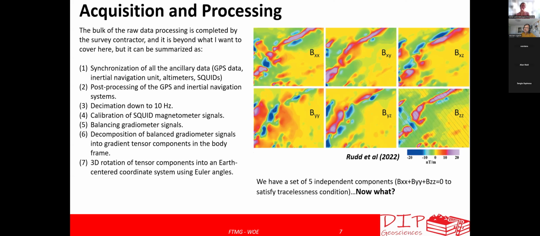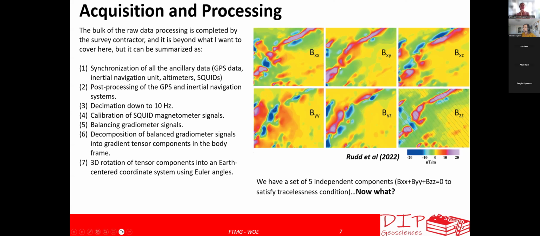And then there are processes of calibration, discrete magnetometer signals, and then there's another process of balancing, and then the composition of those into the tensor, and then you need to rotate from the body frame to an actual world frame. So from the reference system of the aircraft or the sensor to the Earth-centered coordinate system using Euler angles. So at the end of all this, which is a very intensive processing, you end up with 5 independent components.